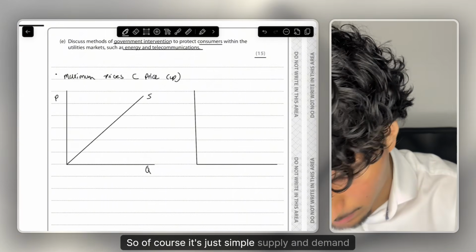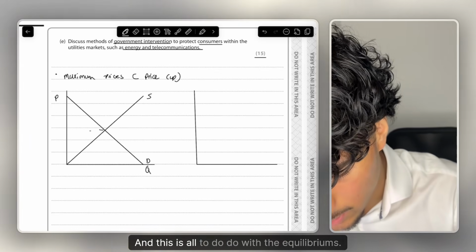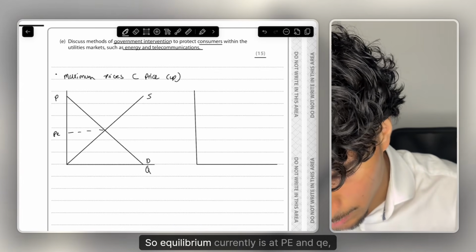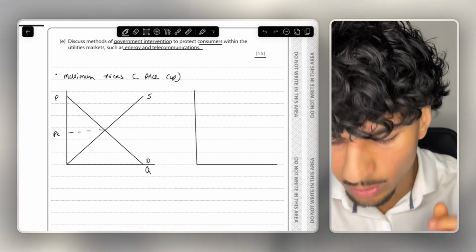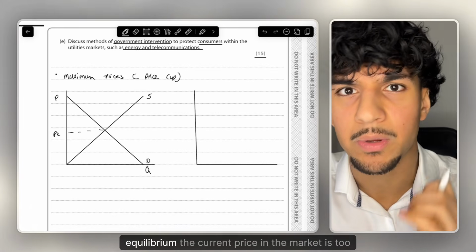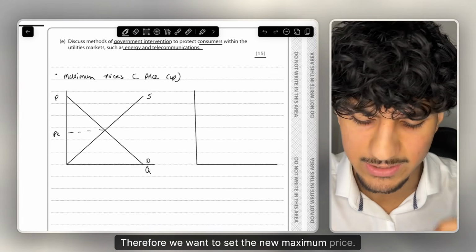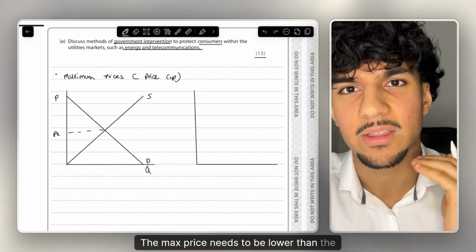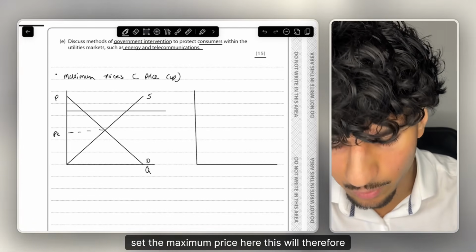So of course, it's just a simple supply and demand diagram. Then where would we set a maximum price? And this is all to do with the equilibrium. So equilibrium currently is at PE and QE, but now we will actually not label QE for now. But why are we setting a maximum price? We are setting a maximum price since the price at equilibrium, the current price in the market, is too high. Therefore, we want to set the new maximum price. The maximum price needs to be lower than the equilibrium price to have any effect. Since if we set the maximum price here, this will therefore mean what?